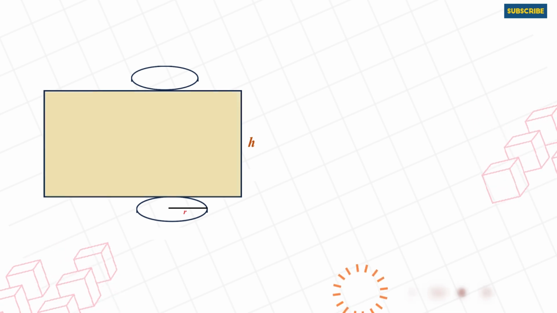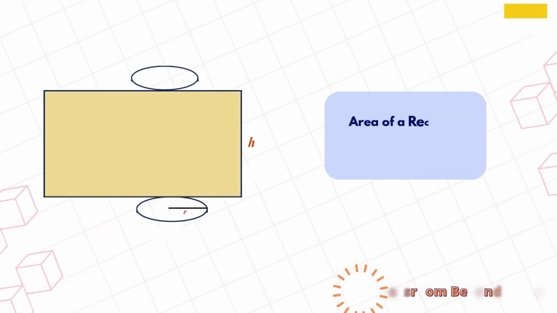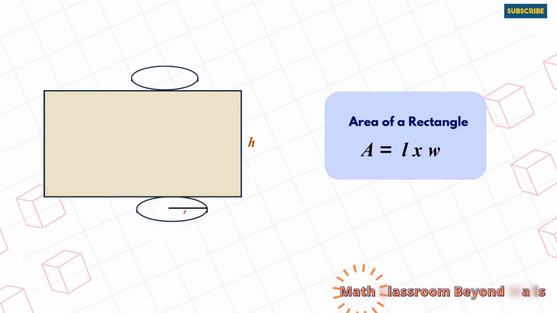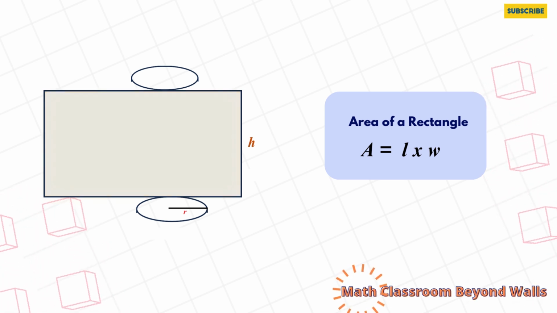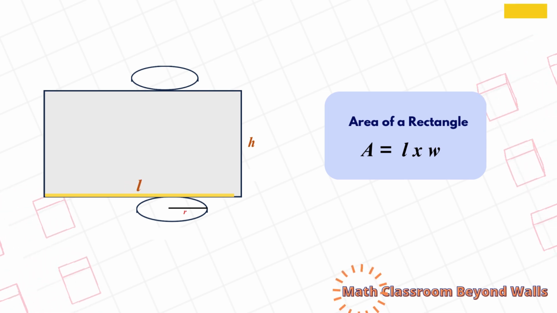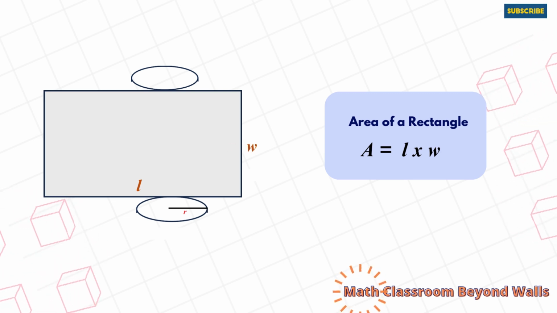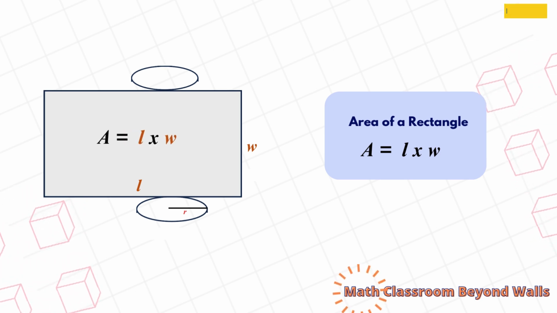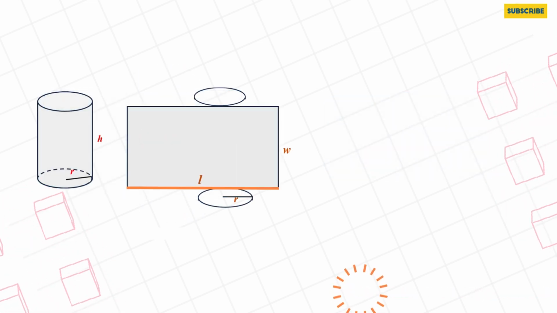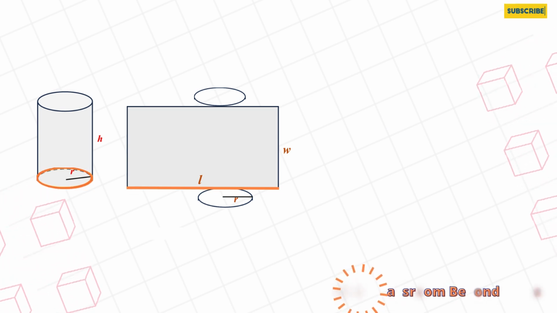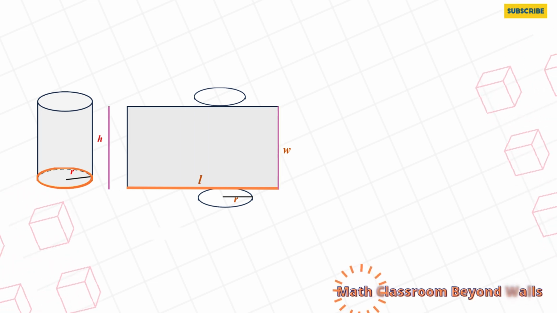Let us first take care of the rectangle. Recall that the area of the rectangle is length times the width, where L and W are the sides of the rectangle. Assuming that the horizontal is the length L and the vertical is the width W of the rectangle in our shape, then its area is L times W. But the length L of the rectangle is the circumference of the circular base of our cylinder, and the width W is the height of the same cylinder.